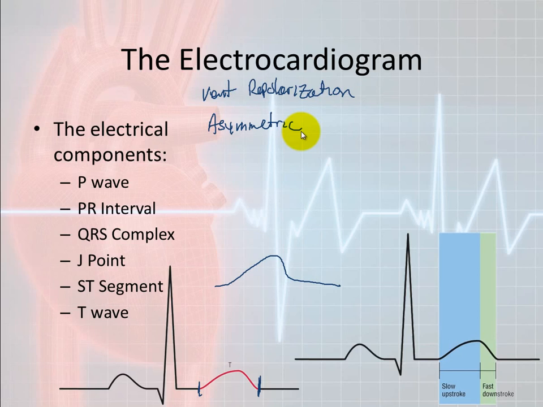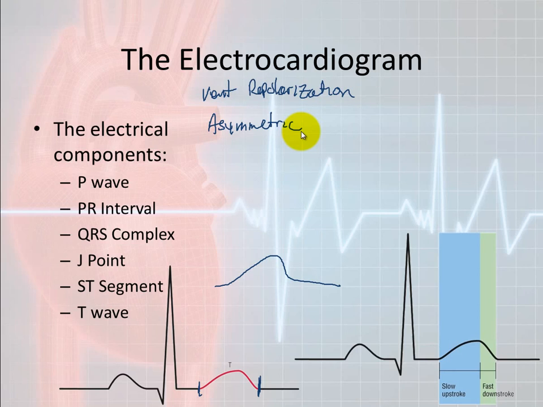If it is symmetric, symmetry in T waves is a bad thing. It could mean a few things. It could mean an electrolyte imbalance. It could also mean head injury. It could mean cardiac ischemia of some kind. So symmetry in T waves is bad. They should always be slow upstroke, fast downstroke.